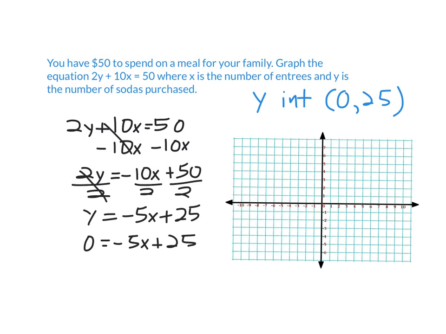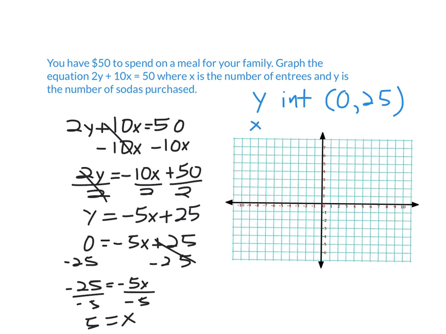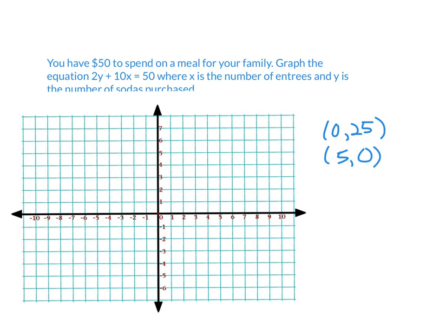First thing I need to do is add 5x to both sides. Wait, that was a mistake. I don't want to do that. I need to subtract 25 from both sides. This cancels out. I get negative 25 equals negative 5x. I need to divide both sides by negative 5. And I get positive 5 equals x. That makes my x-intercept 5, 0.